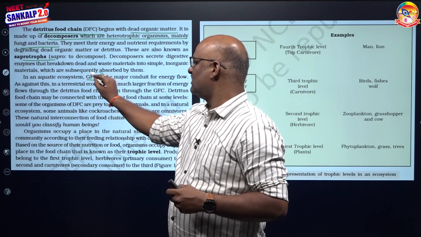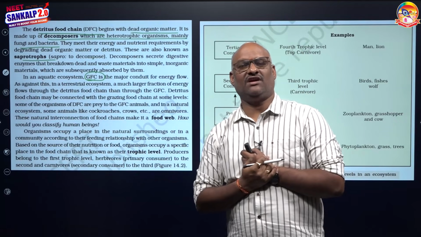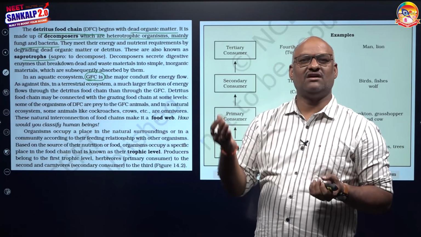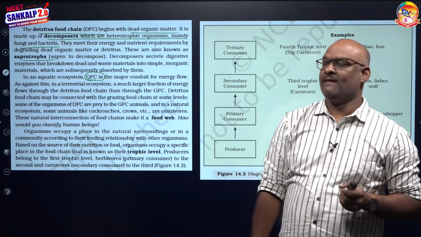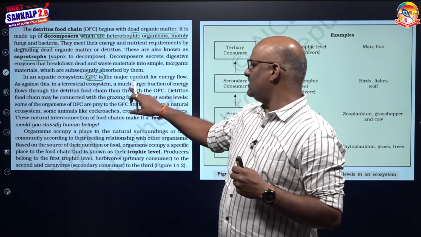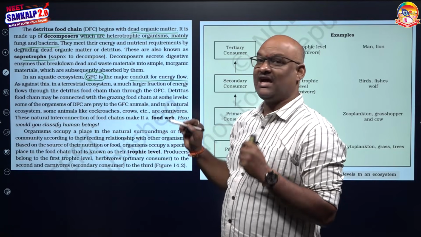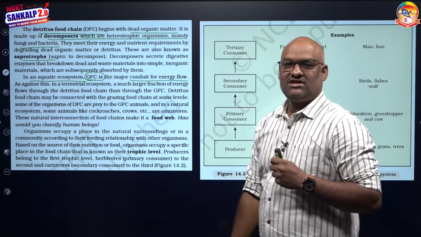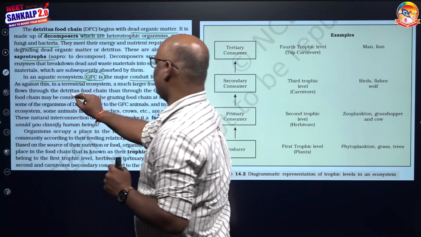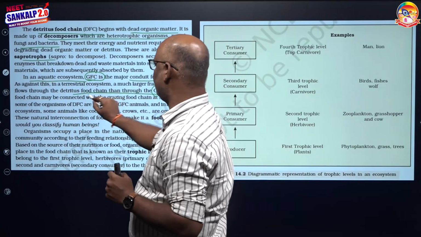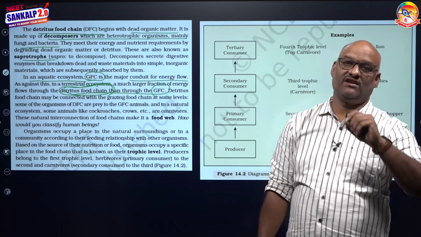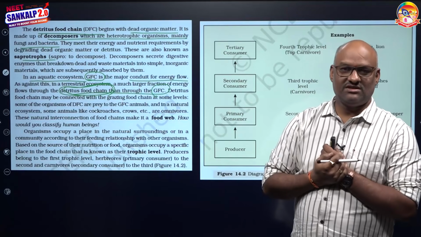Whereas the grazing food chain is what we have just seen: producers, primary consumers, like grass, grasshopper, frog, snake and hawk. That comes under the grazing food chain. Out of these two food chains, the detritus food chain and the grazing food chain, the grazing food chain is a major conduit of energy flow for the aquatic ecosystem, very important. Whereas for the terrestrial ecosystem, the major conduit of energy is the detritus food chain. For the terrestrial ecosystem, the major flow of energy is through the detritus food chain, whereas for the aquatic ecosystem it is the grazing food chain.